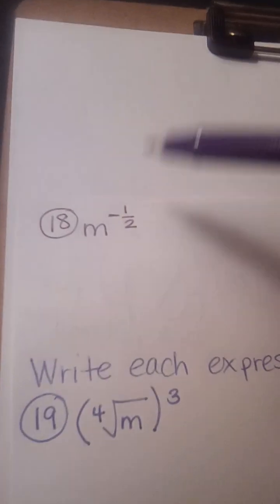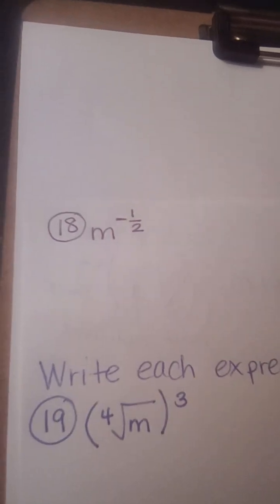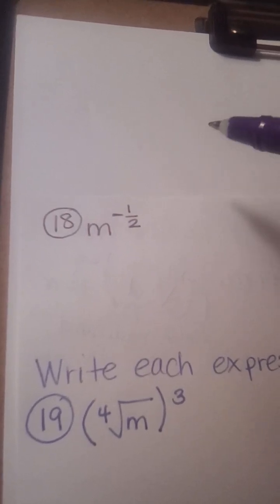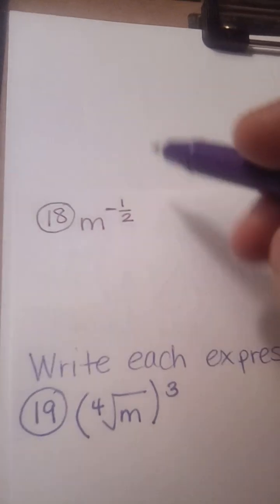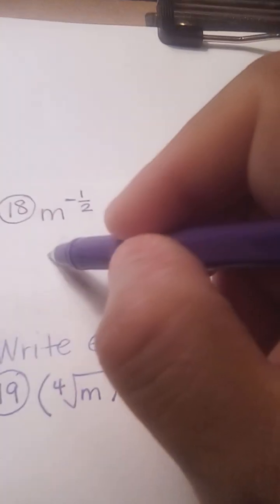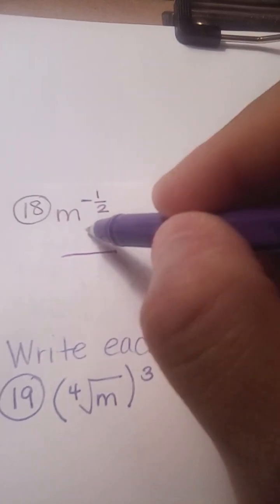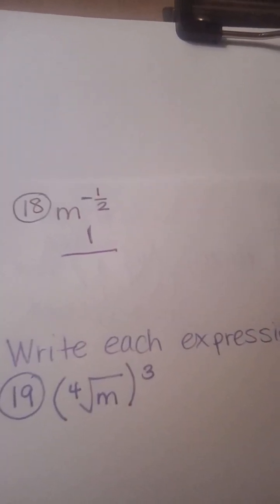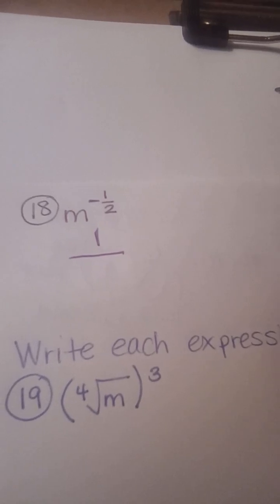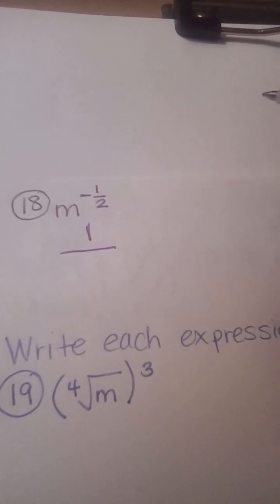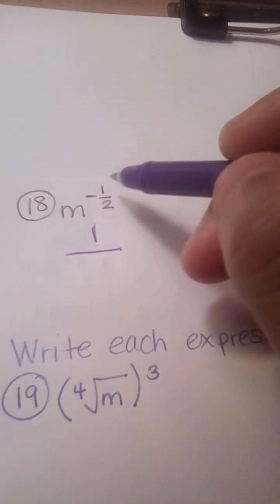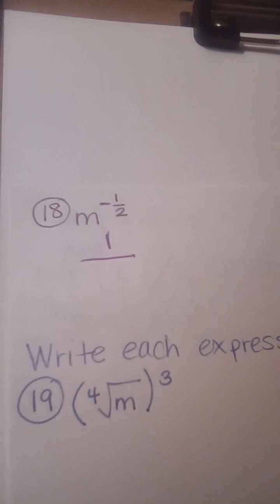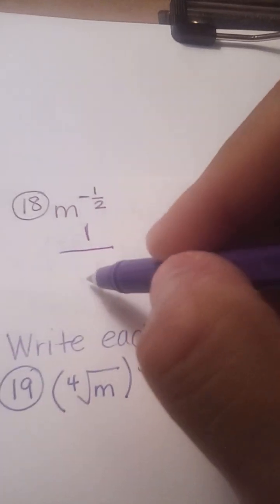Then we can do number 18. Number 18 has the base of m and a negative exponent of 1/2. What do we do first to get this positive? Put a fraction, right? What number goes on the numerator? 1. All right. And then what goes inside the square root, which is known as the radicand? Is it the m, the 2, or the 1? If you said the m, you're correct. Square root of m.